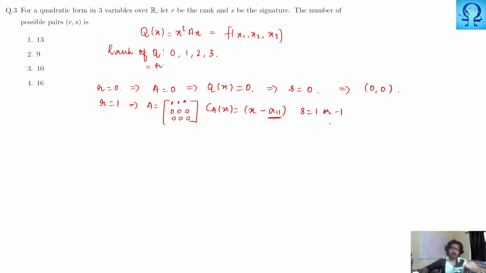1 minus 0 or 0 minus 1. That is going to happen. So here you will have 1 comma 1 as one pair or 1 comma minus 1 as the other pair, right? So that is what we will have to calculate here. Then R equals 2.